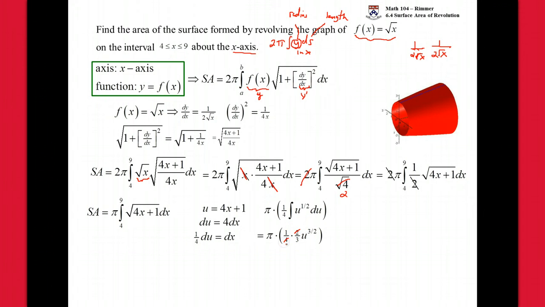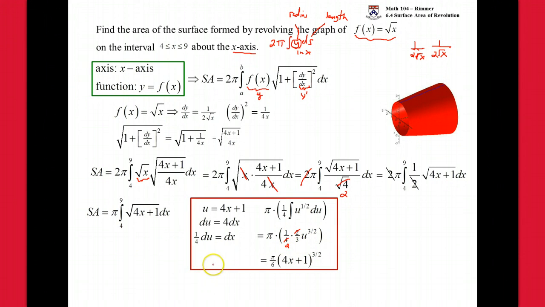And so these guys cancel. This becomes a 2. We have pi over 6 times that u to the 3 halves, but u is 4x plus 1. Put that back in. This is your antiderivative. All this side work was to help you figure out that the antiderivative over here is pi over 6 times that 4x plus 1 to the 3 halves.